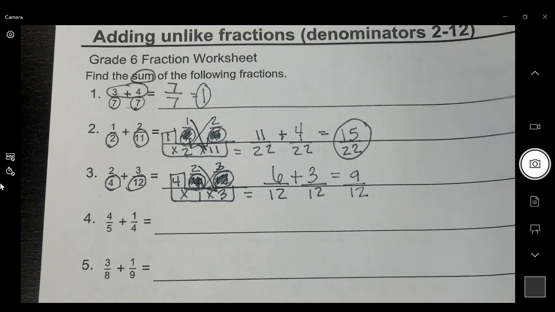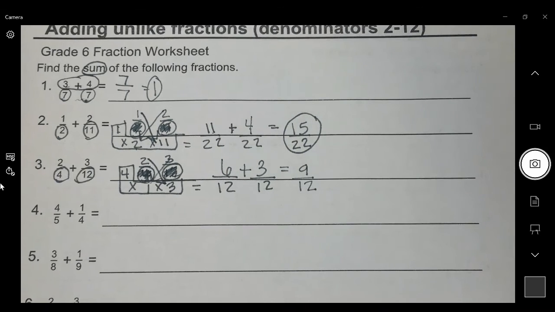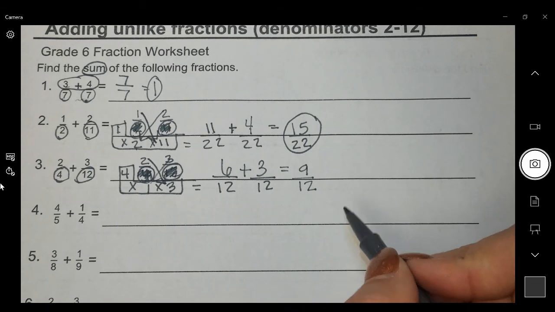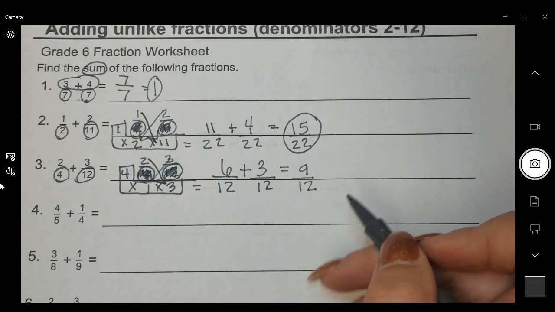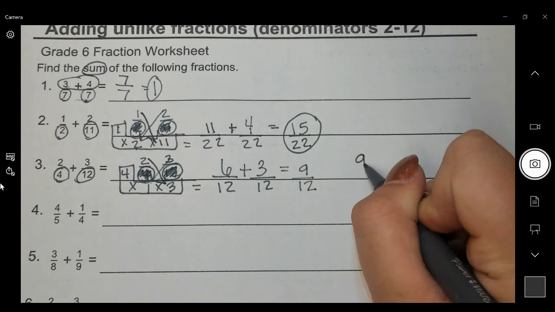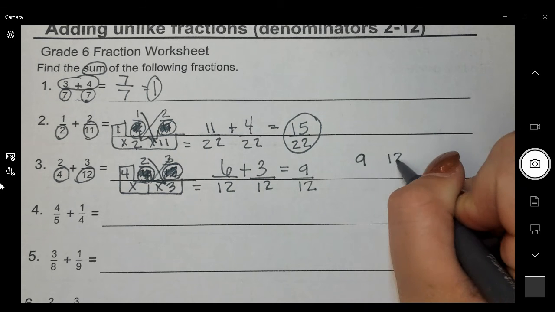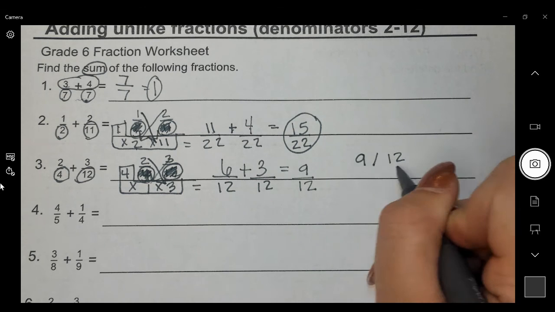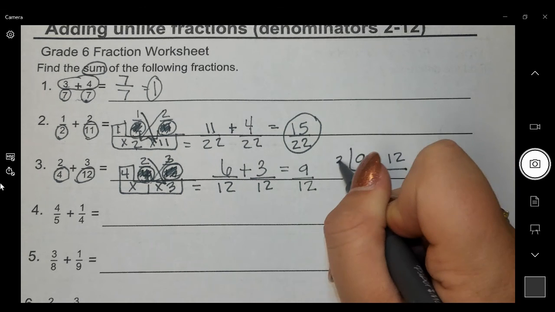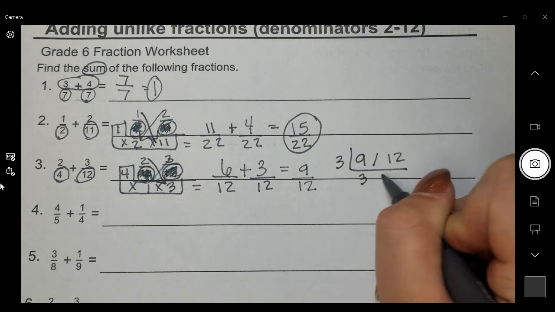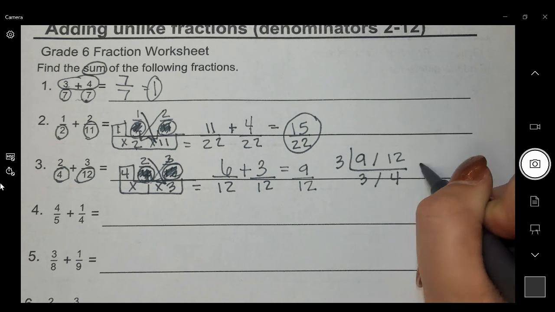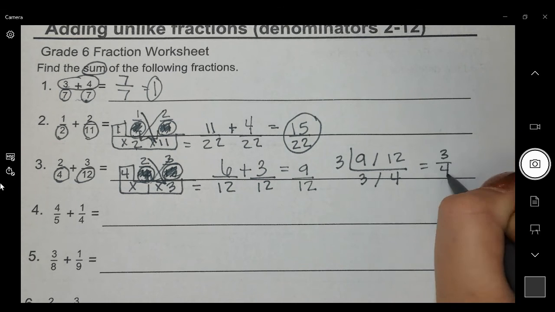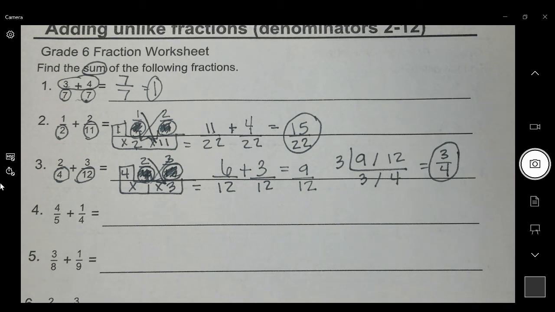This is an answer, but it's not a final answer because these two numbers can be simplified. And the way I simplify is by placing them in the slide. I can take 9/12, once again, order matters, and I can divide each by 3, and I get the fraction 3/4. So if they can be simplified, you need to place them in a slide.